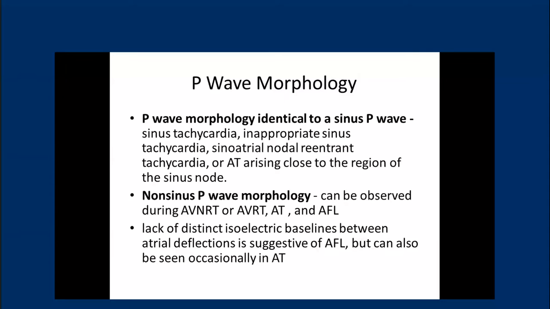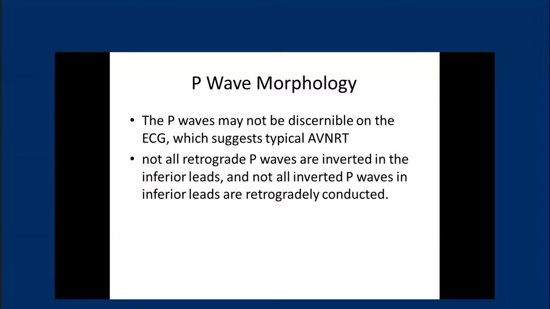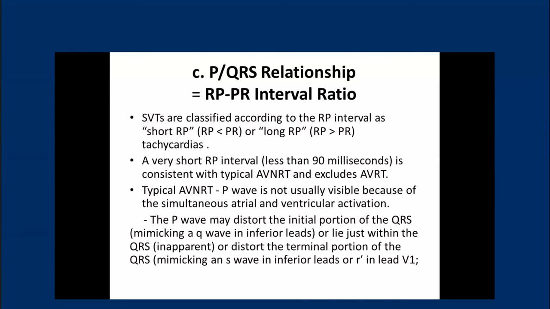And in atrial flutter, usually we don't have an isoelectric baseline. You see the flutter waves typically in the inferior leads. In atrial tachycardia, usually we see isoelectric lines, but in some atrial tachycardias with very high rates, this undulation in the baseline can also be present and may be confusing with atrial flutter. Usually the P waves in typical AVNRT are buried in the QRS complex and are not visible.